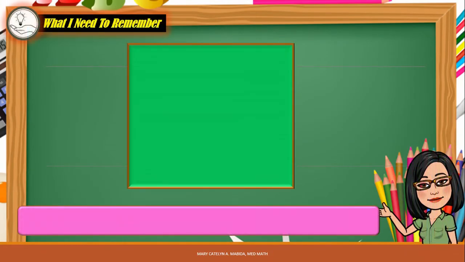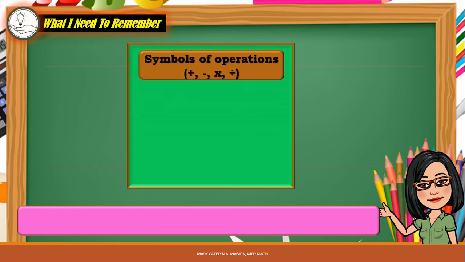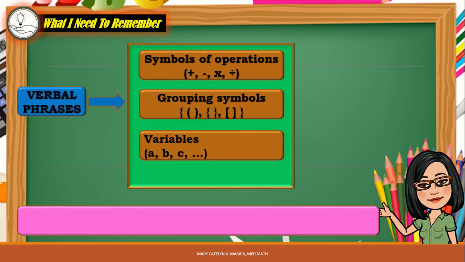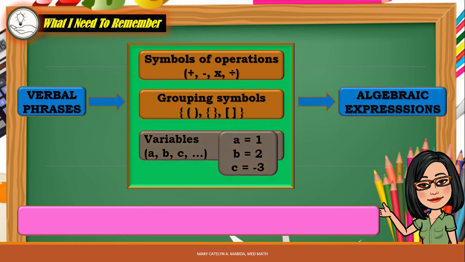Now here is what you need to remember. Symbols of operations like addition, subtraction, multiplication, and division, grouping symbols like parentheses, braces, and brackets, and variables like A, B, C are used in translating verbal phrases to algebraic expressions. Variables are letters in the English alphabet used to represent a number.